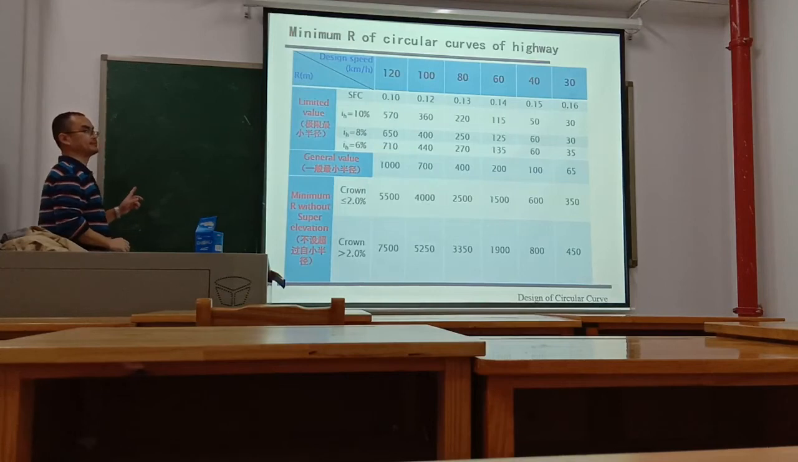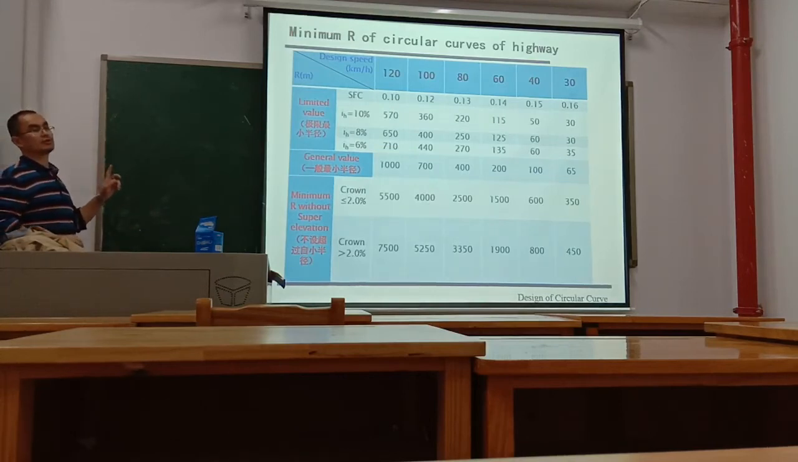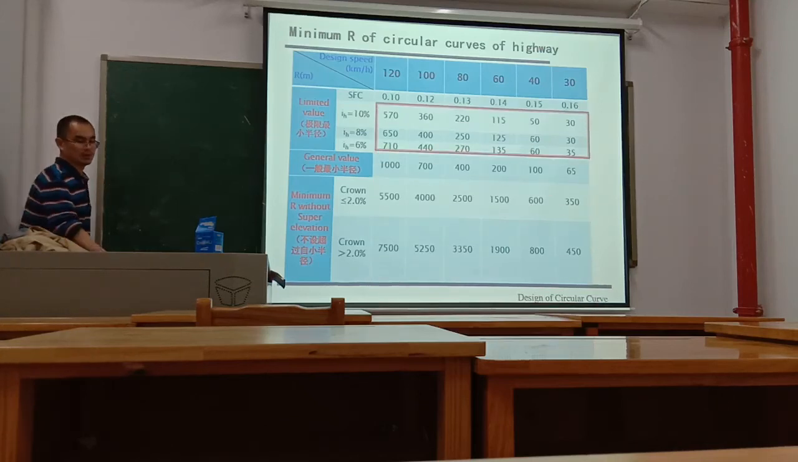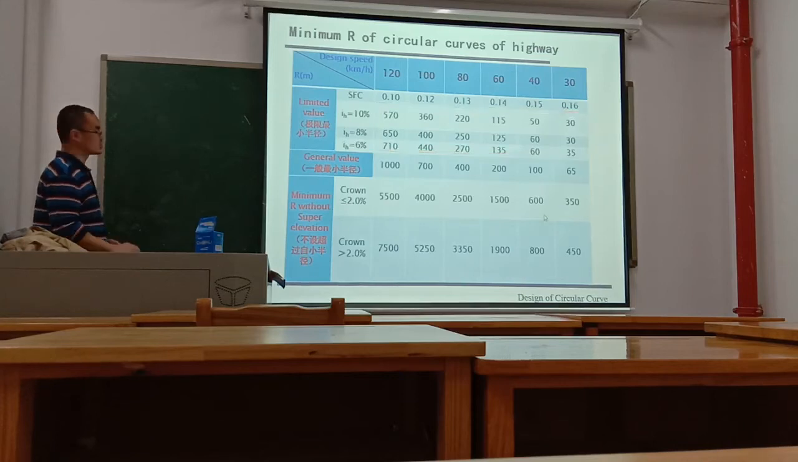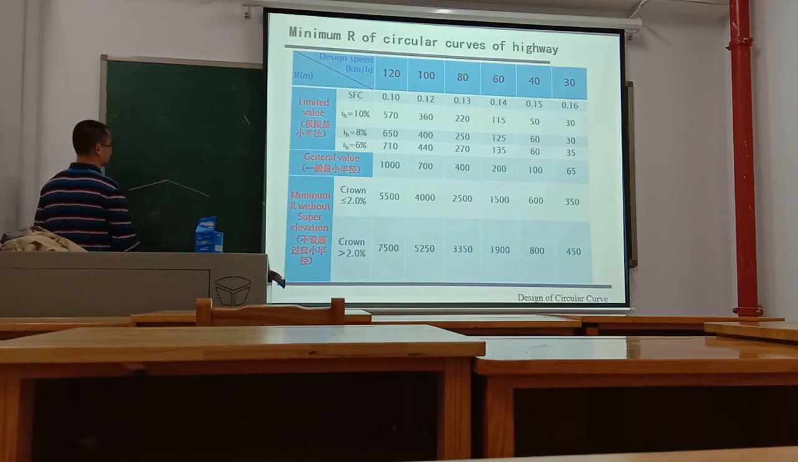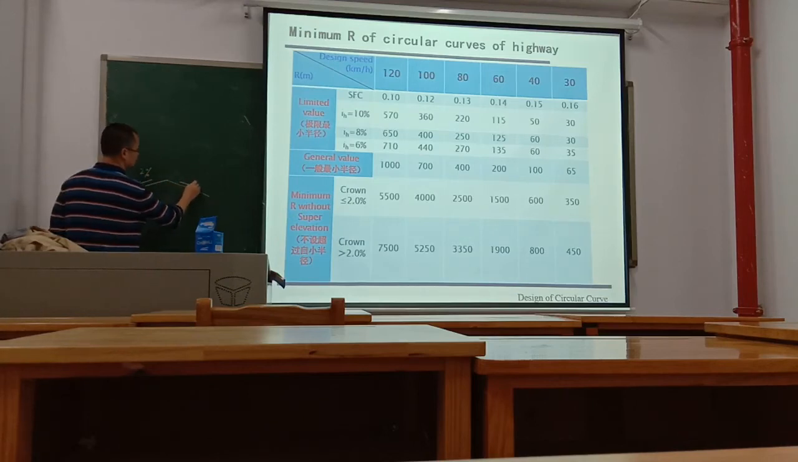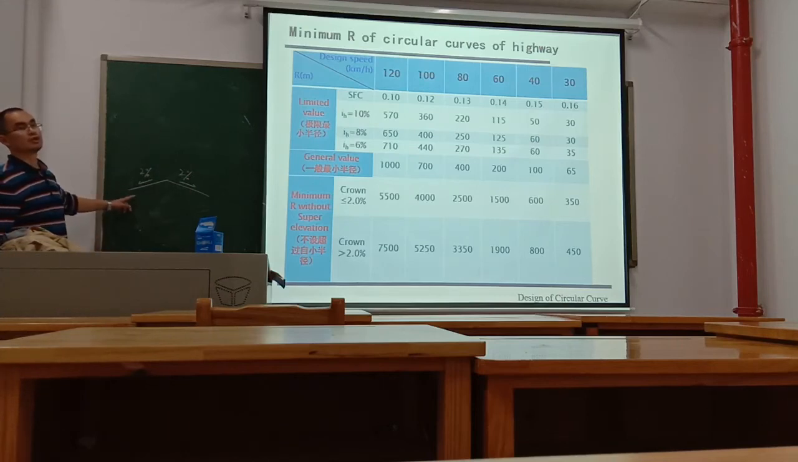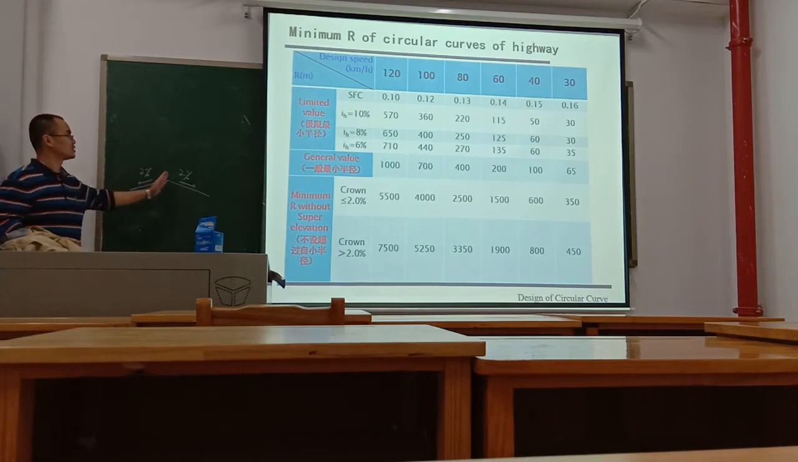On a straight line, on a road section of straight line, the cross slope: the left cross section and the right cross section.